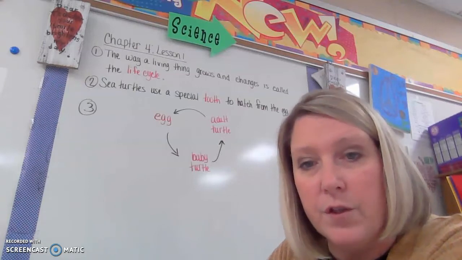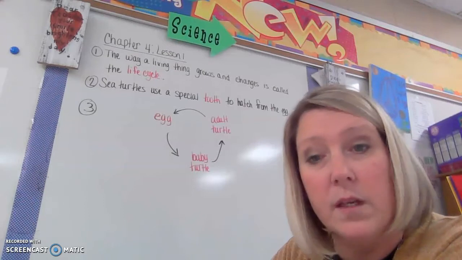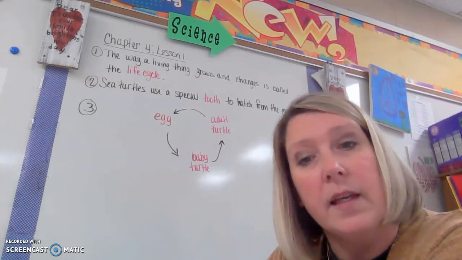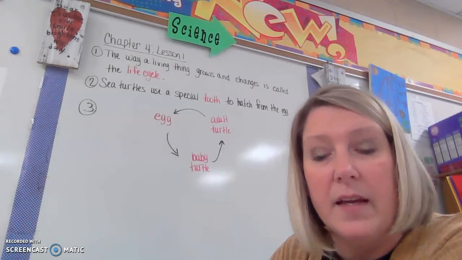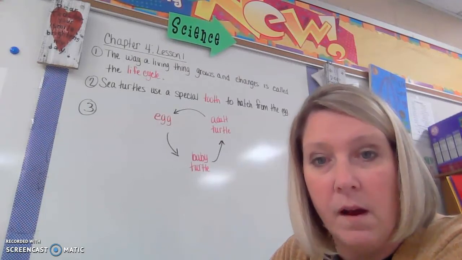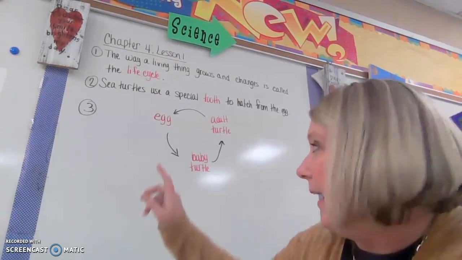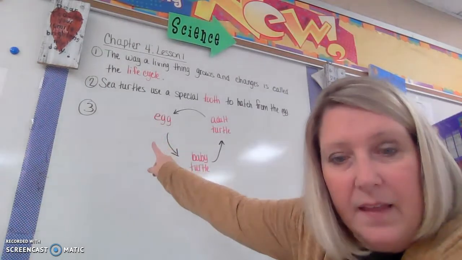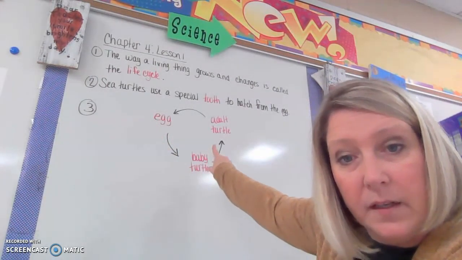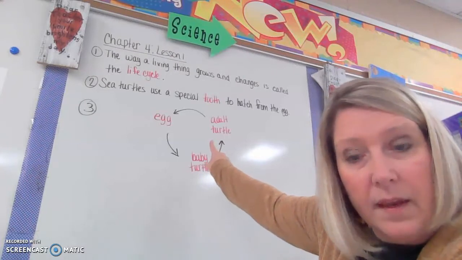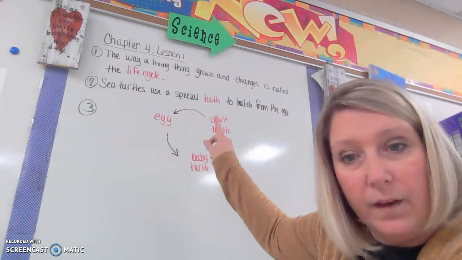Number 2, sea turtles use a special tooth to hatch from the egg. Remember, once they use that tooth, they lose it. They don't need it anymore. And then number 3, you can see that I've drawn a diagram, a picture of the life cycle of the sea turtle. They start out as an egg. After they hatch, they're a baby turtle. Then they grow up to be an adult turtle, and they can have a family of their own. So that life cycle just starts back over again.